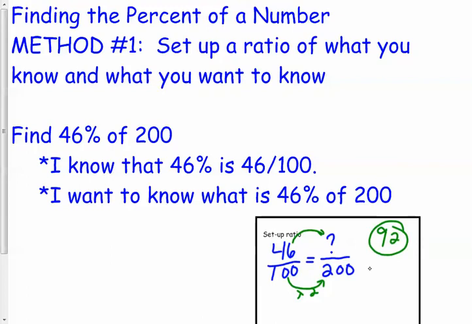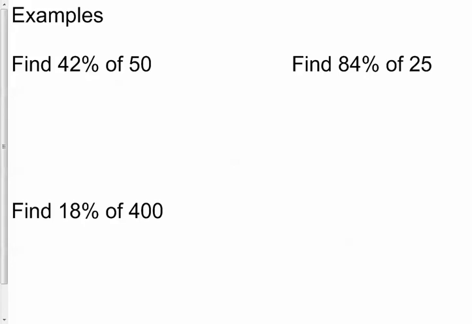Okay, so let's try another one. Here's some examples. These are on your notes. Let's say that I had a sweatshirt and it was $50, and I'm getting 42% off because it's time for those sales. It's sales time, baby.